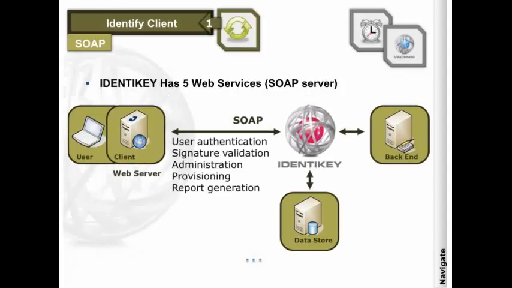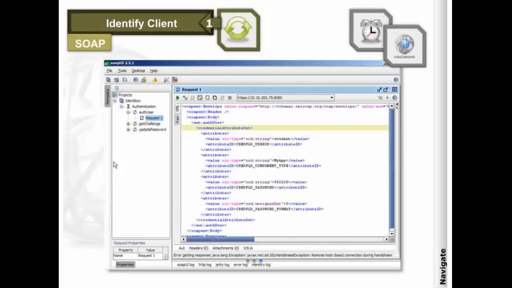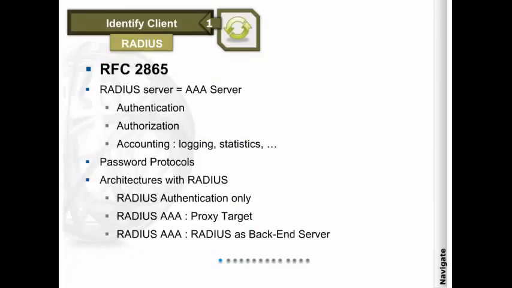Identikey has 5 web services. These are user authentication, signature validation, administration, provisioning, and report generation. This is an example of a SOAP authentication request, written in XML and transported by HTTPS.